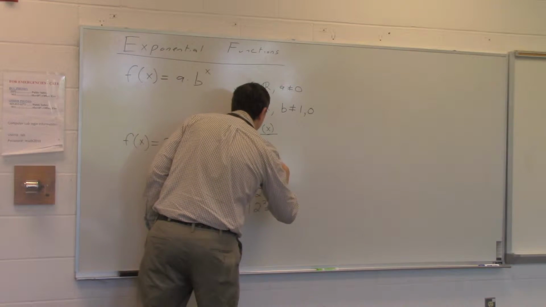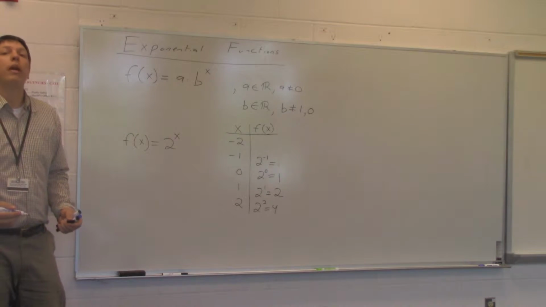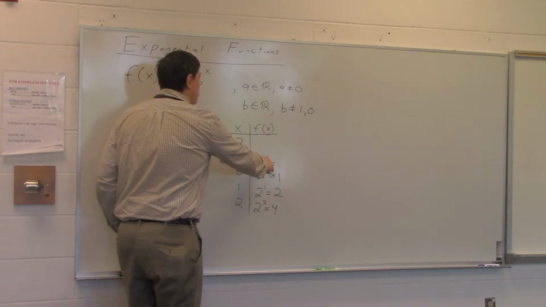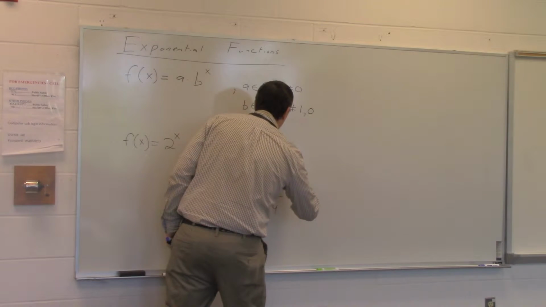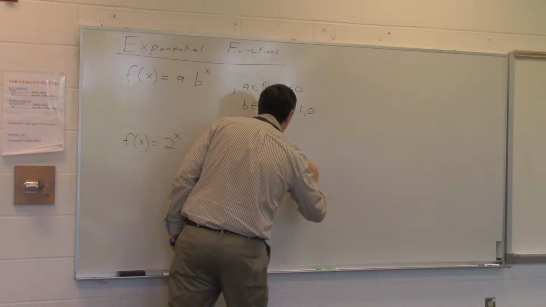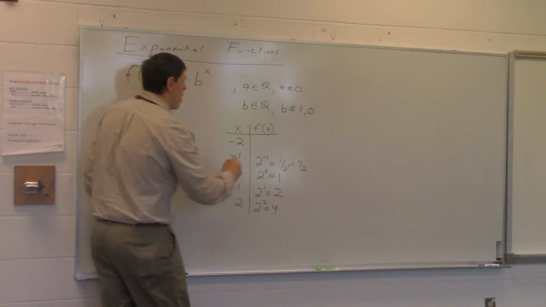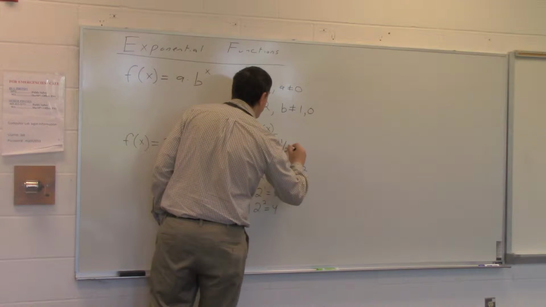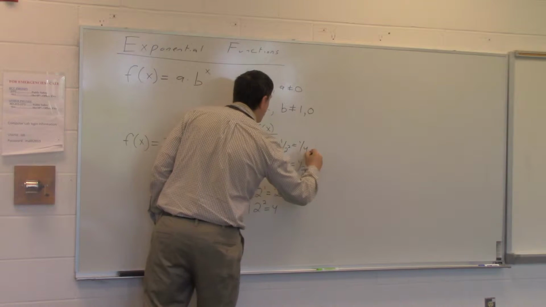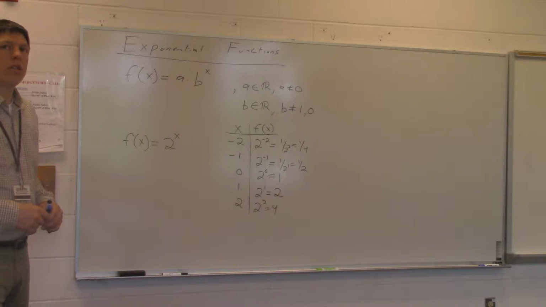2 to the -1. Some students think 2 to the -1 is -2. It is not. Remember, negative exponent means you flip it over. You take the reciprocal. So this is going to be 1 over 2 to the first, otherwise known as a half. And then finally, 2 to the -2 is going to be 1 over 2 squared, otherwise known as 1/4. That's our table of values. Hopefully that's fairly easy for you guys at this point.